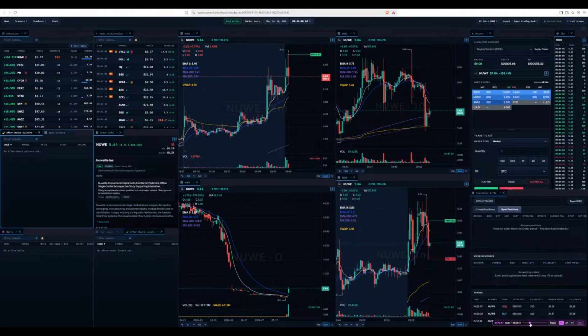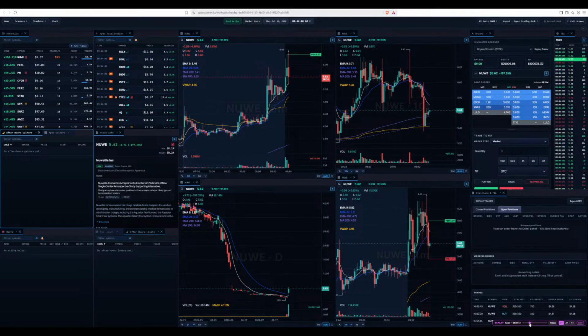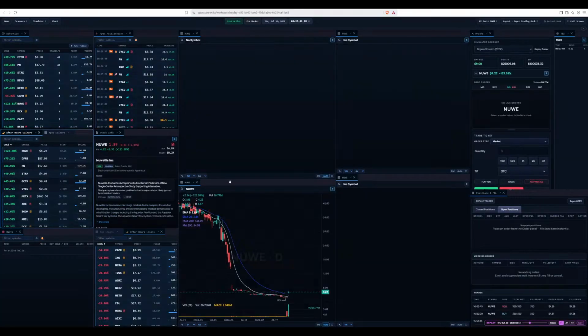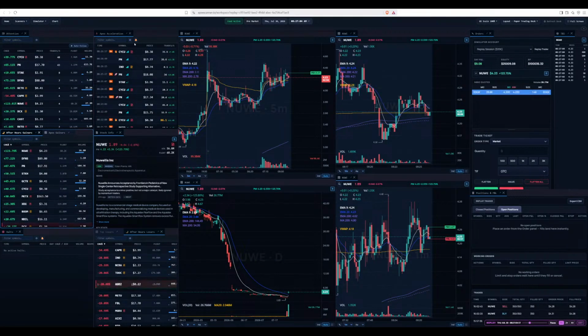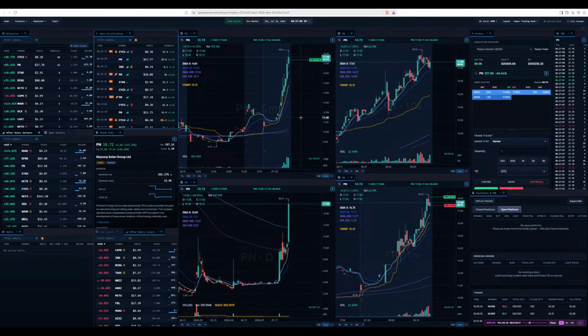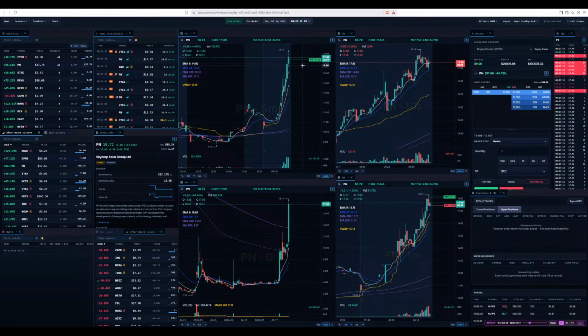I will change the time to 8:30. 8:27 is fine. Let's see. At this point, we had PN, which was moving up, right? PN had quite a spectacular move, almost this move of 60%.